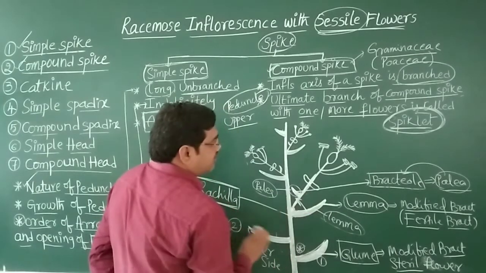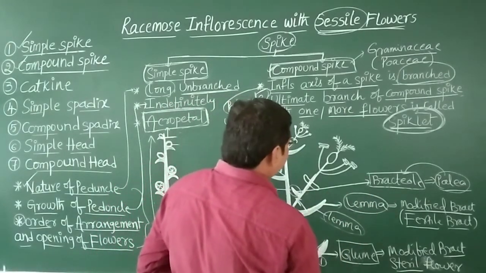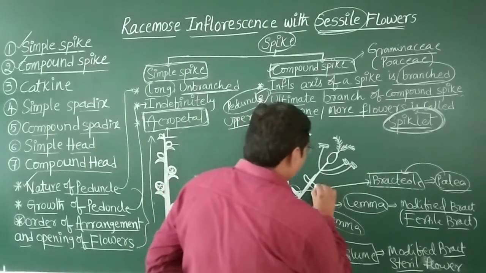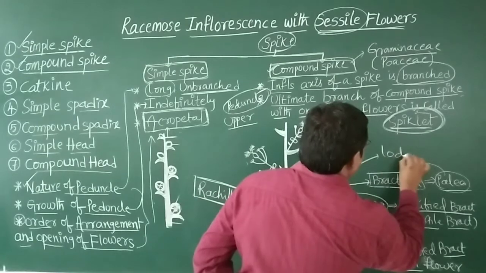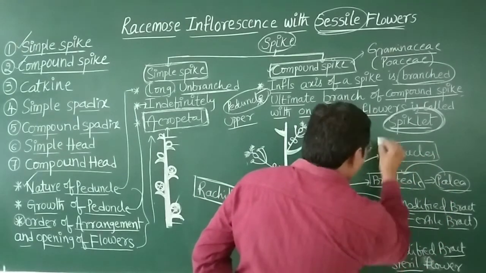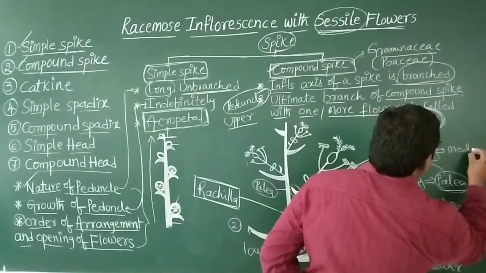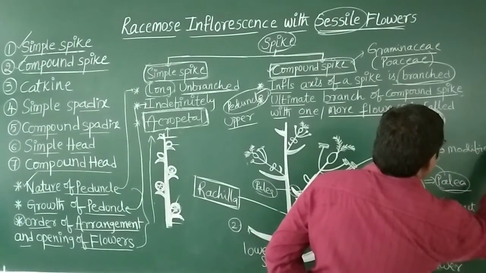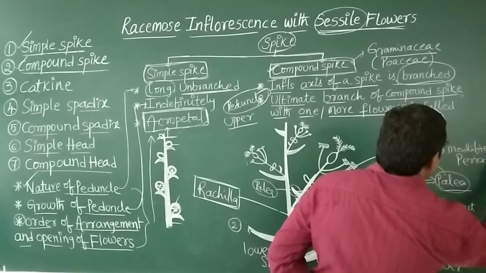Okay, in this flower, two lodicules are present. These are the lodicules. The two lodicules are modified perianth.